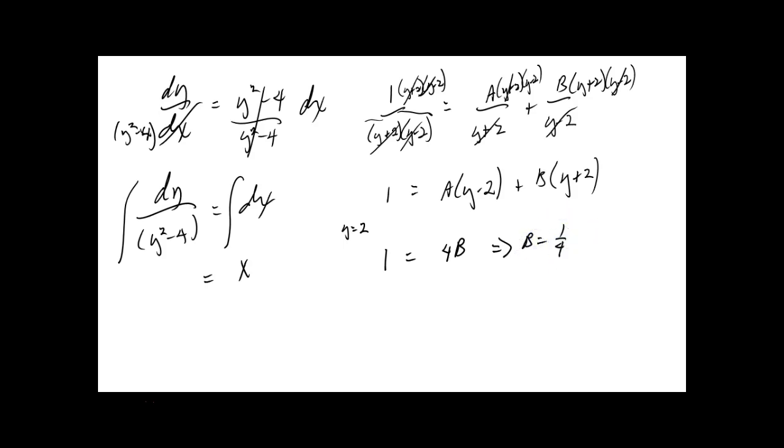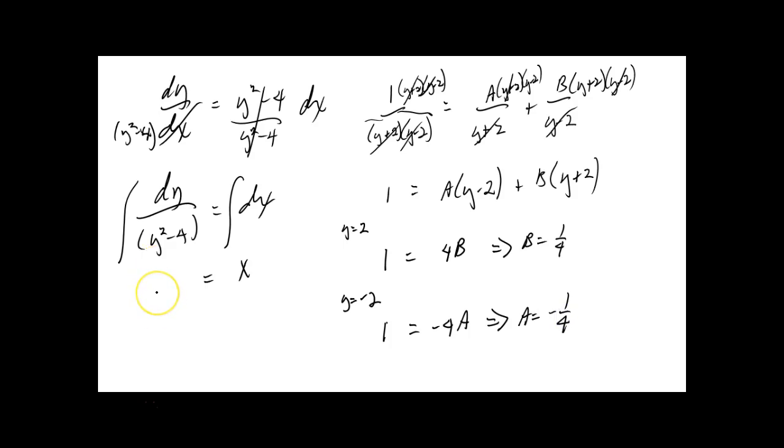which implies then that b is equal to 1/4. Now, you can either plug that in and go back before, but it's so much easier to plug in the other one, which is y is equal to -2. What does the left-hand side become? Well, left-hand side becomes 1, and this becomes -4a, which implies a is equal to what? -1/4.